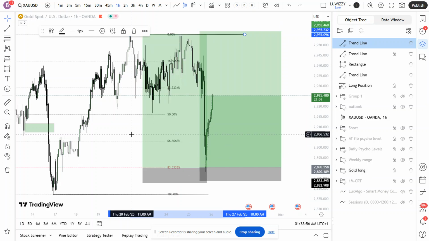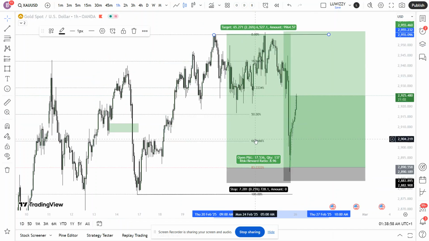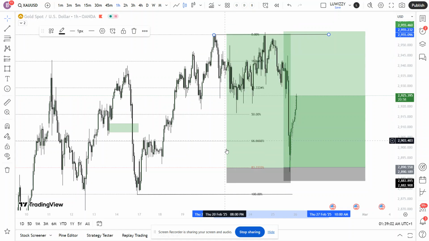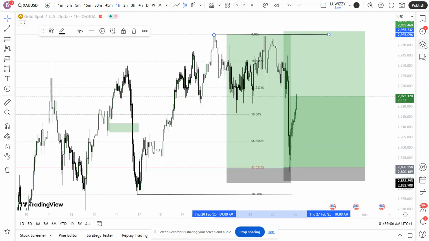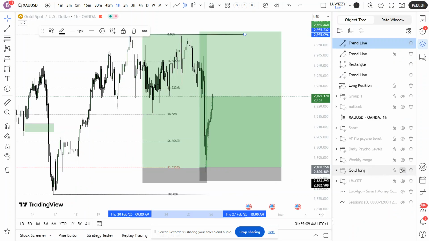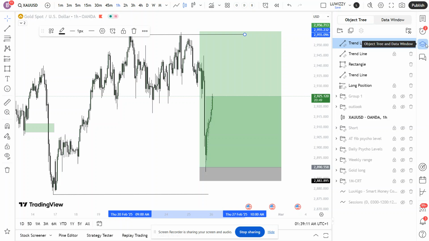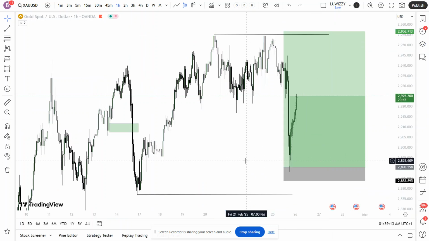Let me draw it to see it. I see how I use the fib level. Every time when price was still consolidating there, I will reposition my long two here, expecting this guy to tap it and spike up. You see, gold long. Now let's see the magic.